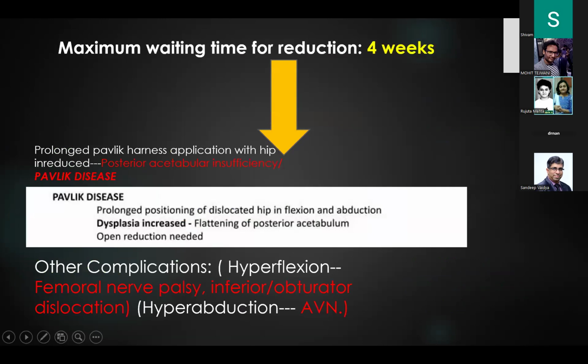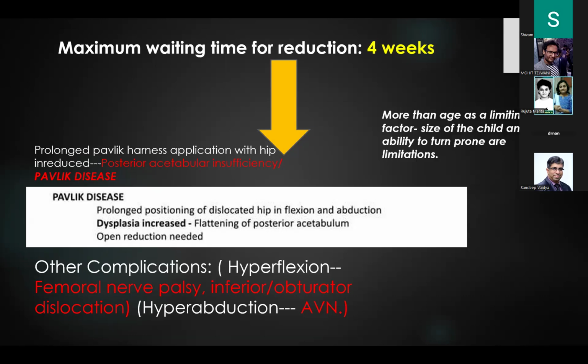So basically, Pavlik's harness was discussed for children in the age group of less than 6 months last time. The maximum waiting time for reduction in a Pavlik's harness is 4 weeks. If there is prolonged application of the Pavlik harness despite an unreduced hip, it results in posterior acetabular insufficiency or Pavlik disease. Other complications that can occur with the Pavlik harness are femoral nerve palsy or an inferior obturator nerve palsy if there is inferior dislocation, and hyperabduction, which can result in AVN.